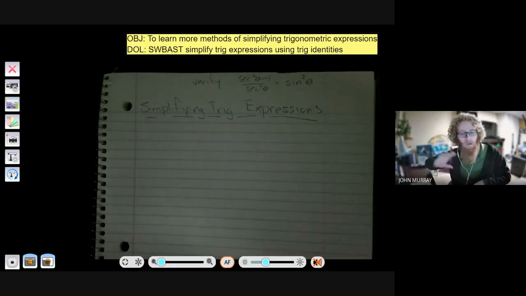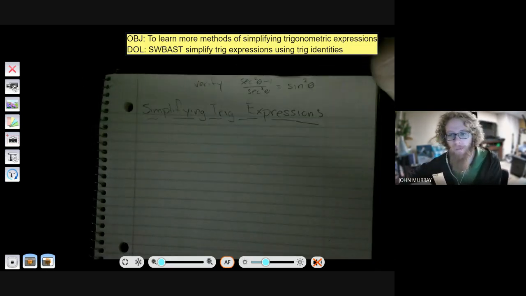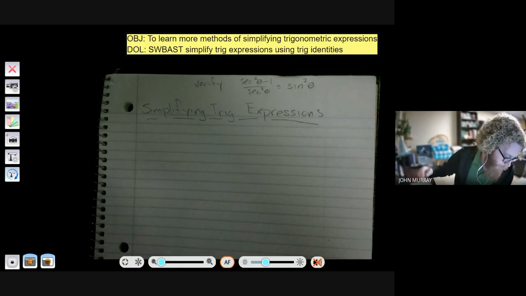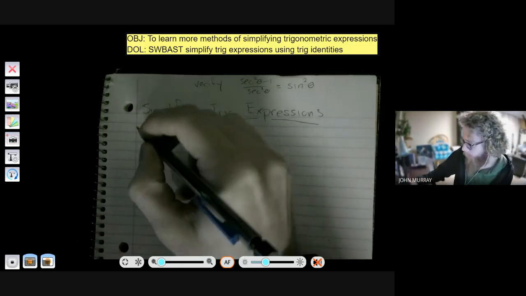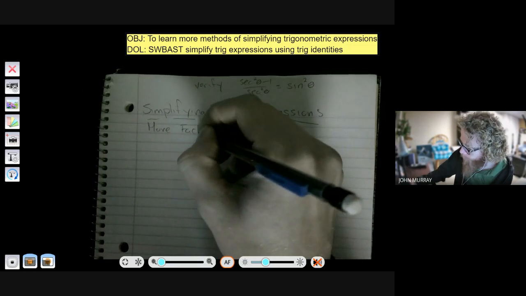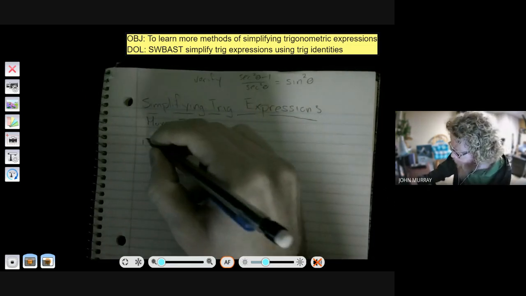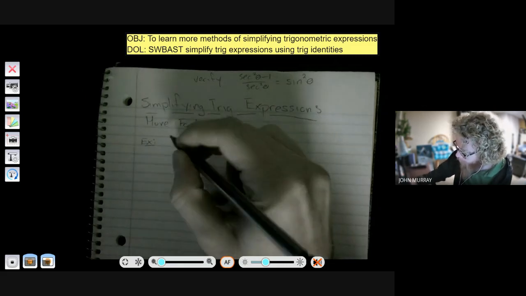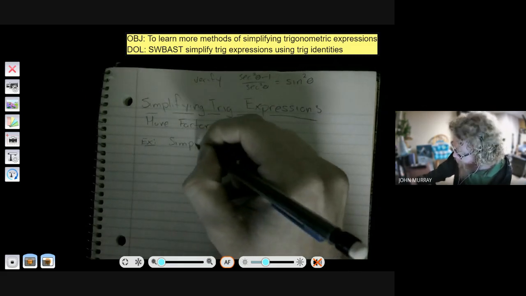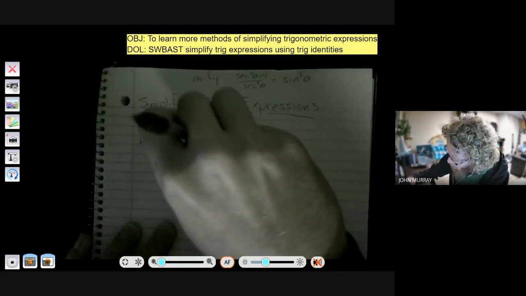So before we get to that, though, I want to make sure that you guys see all the different ways we can manipulate, right? So we are going to pick back up with some factoring. But this one's going to be a little different. Oops, forgot how to spell simplify.